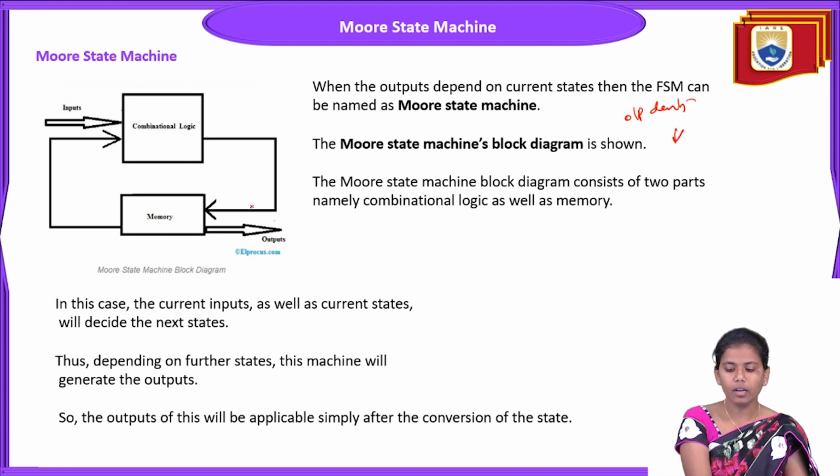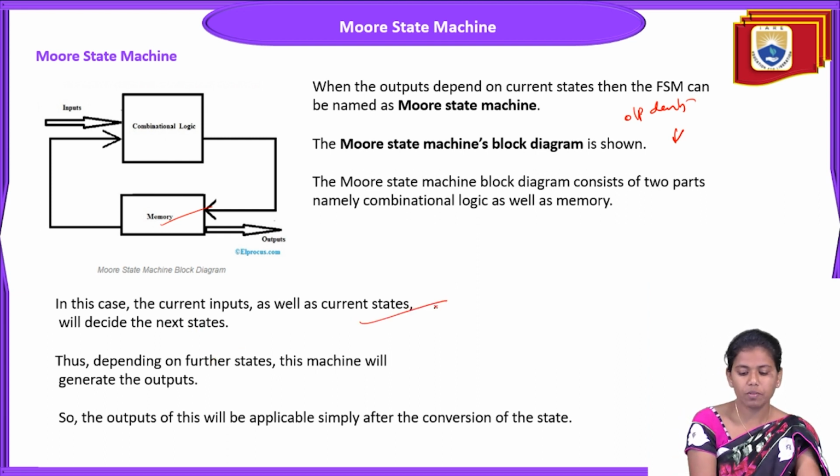Here we have combinational logic and the memory. So the Moore machine consists of two parts, combinational and memory, like the Mealy. They are one and the same, but in the Mealy the output depends on the present input and past state, and in the Moore the output depends on the present state itself. In this case, the current inputs as well as the current state will decide the next state.